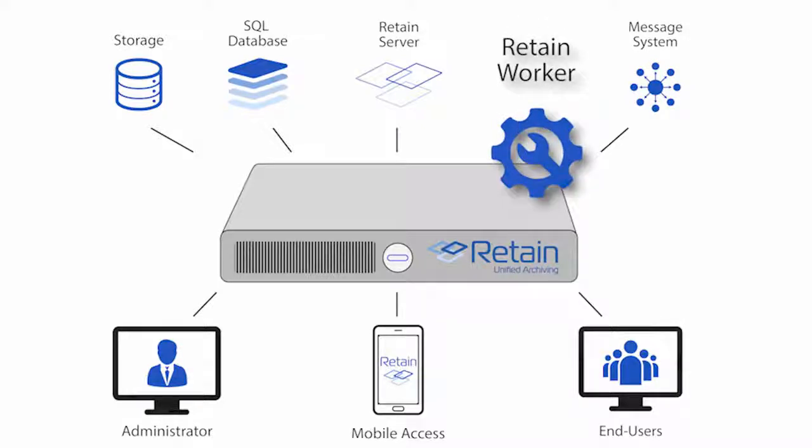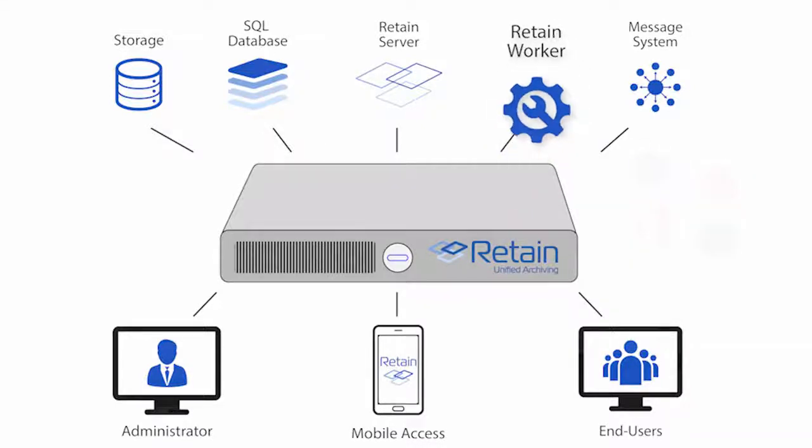This is the Retain worker. This is the agent that connects to the messaging system. Your messaging system can be Microsoft Exchange, Office 365, G Suite, GroupWise, or the BlackBerry Enterprise server. Wherever the data is, the worker is tasked with collecting it and sending it to the Retain server for archiving and indexing. That's a quick overview of the basic architecture for Retain.